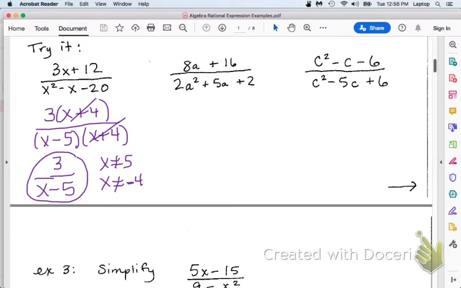Okay, looking at the next one. Hopefully you can tell by the numerator that they would have a common factor of 8. And now we're going to be doing a factoring a trinomial without a leading coefficient of 1. So that makes for a few more trial and error. And we found the factor fish really helpful in that.